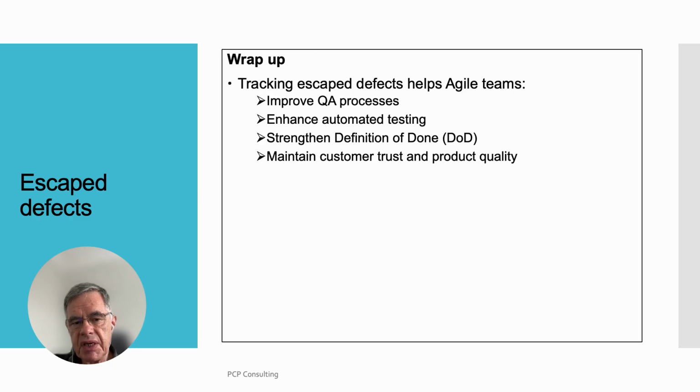Wrap up. Tracking escape defects helps Agile teams improve QA processes, enhance automated testing, strengthen definition of done, maintain customer trust and product quality.